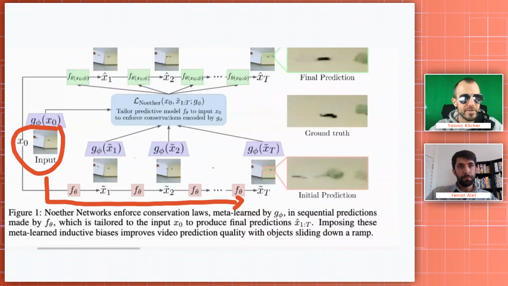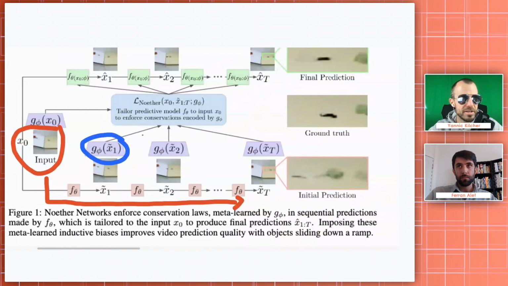So you would take every single prediction that you made and you would feed it through this G network right here. And this G network, you call it an embedding network. That is the thing ultimately that's trying to predict a conserved quantity. Right? But it's not necessarily just outputting one number. It's outputting an entire vector. Yes. So it's outputting an embedding vector, and the goal obviously is that for all of these inputs, it should output the same embedding vector.